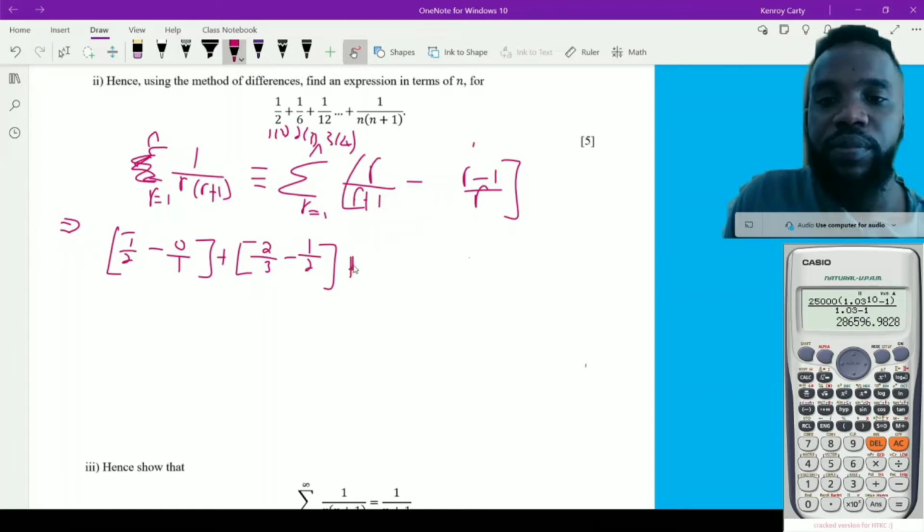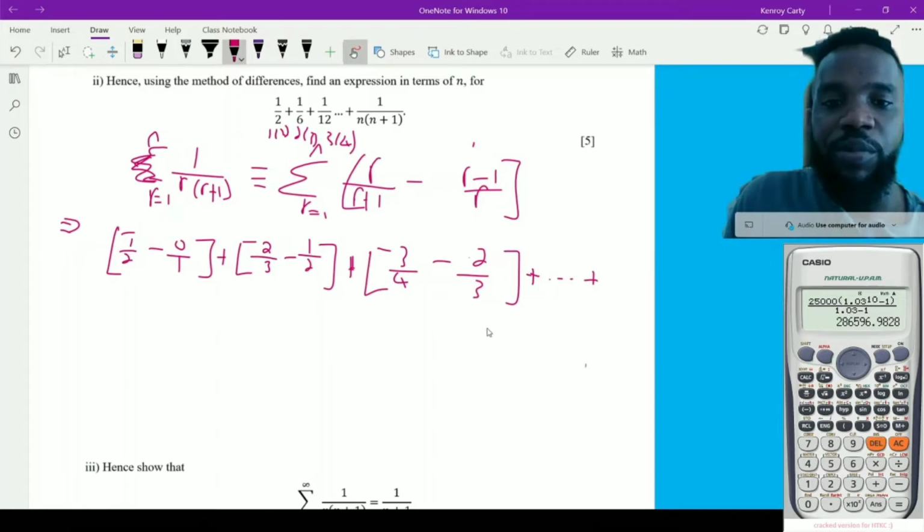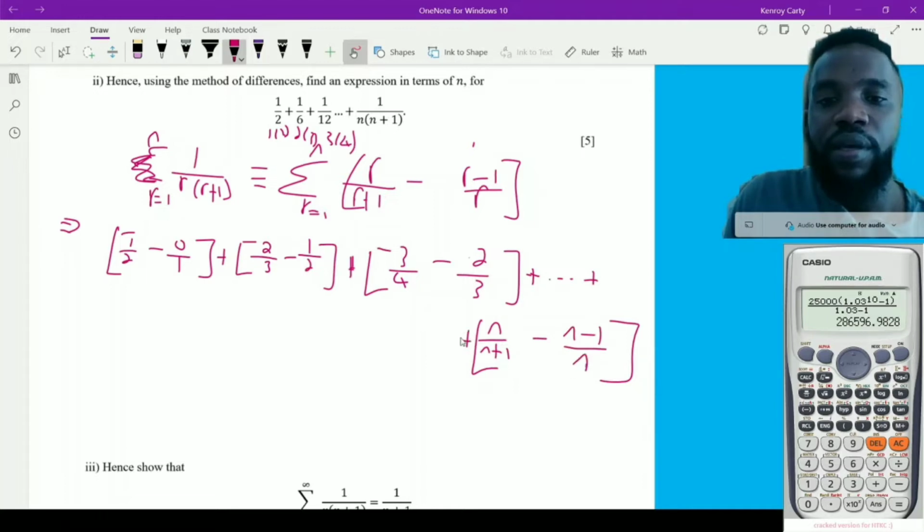To get my next term, I'm going to put 3 in there. If I plug 3 into that, I'm going to have 3 over 3 plus 1 is 4, minus 3 minus 1, which is 2, over 3. That's 2/3. Alright, so I know what's going to happen at the lower end. Now I'm going to write the last 3 terms to have an idea of what's going to happen up there. Now let me start with the last term. The last term, of course, is when I plug n into the expression for r. So I'm going to have n over n plus 1 minus n minus 1 over n.